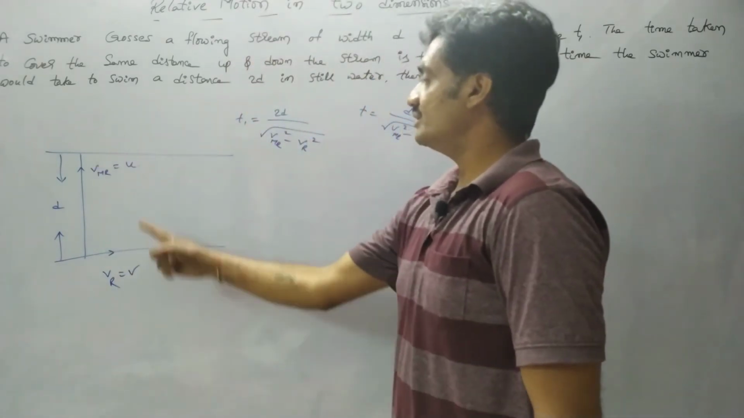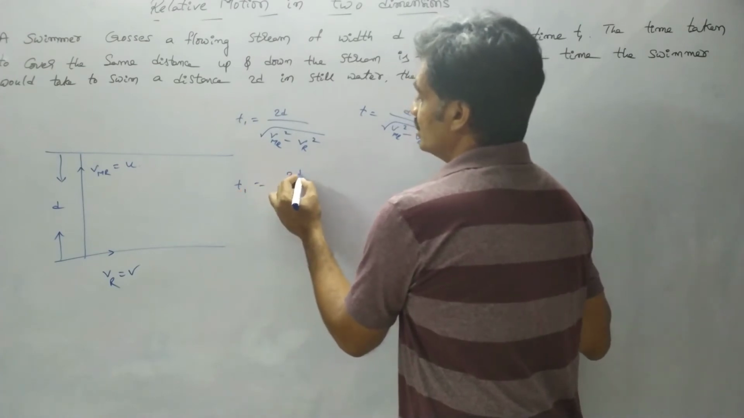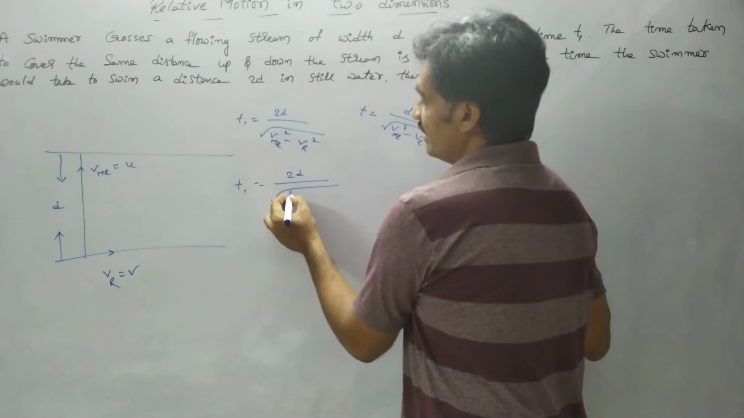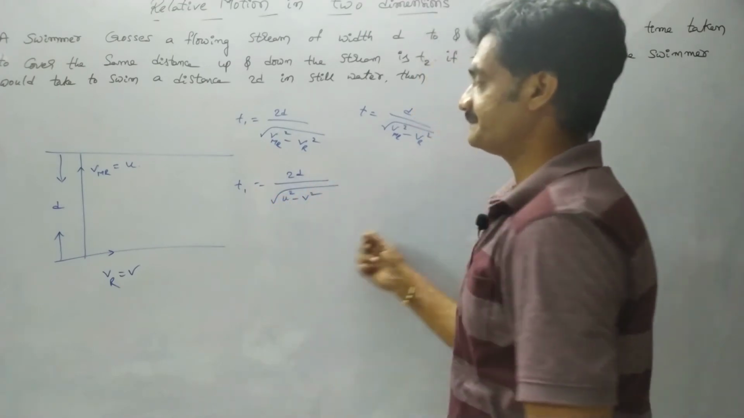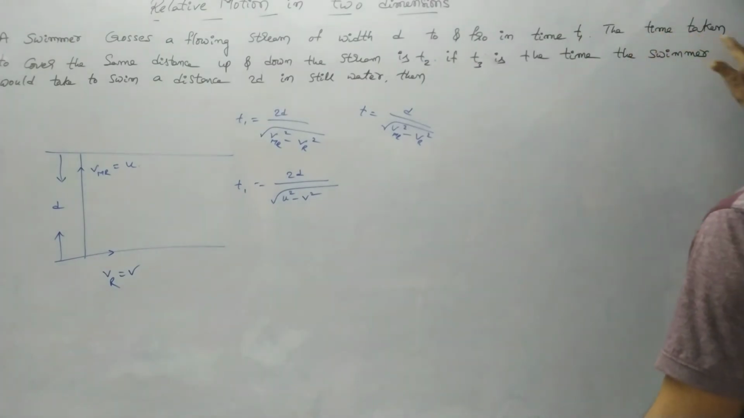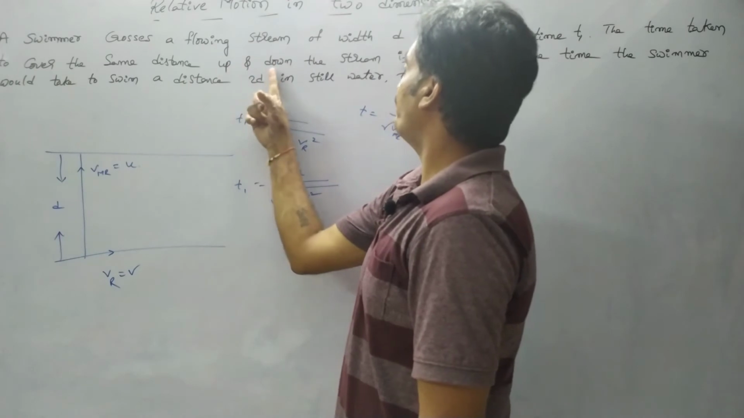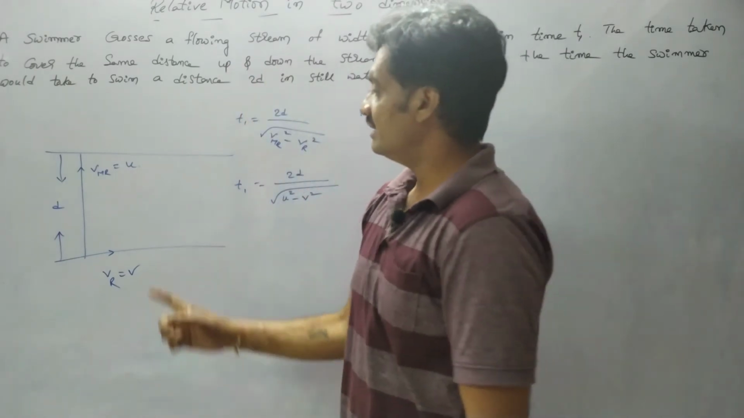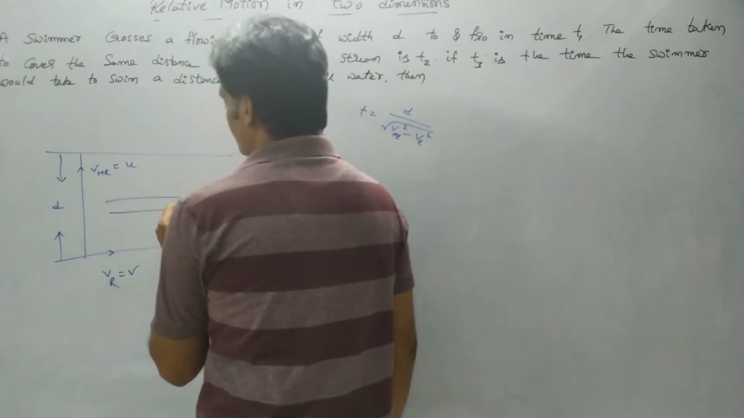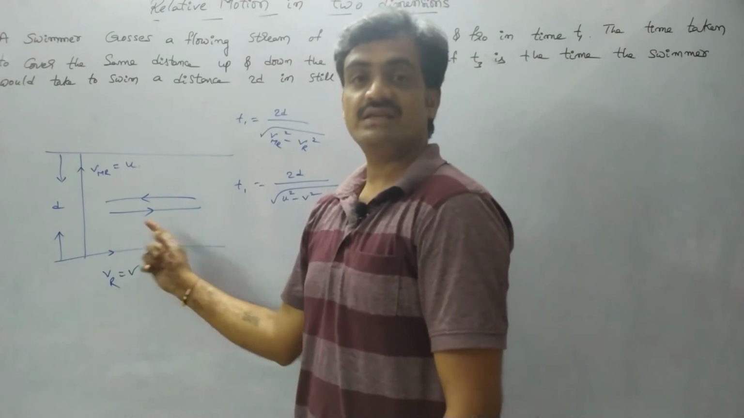If I substitute u and v in this case, then we have t1 is equal to 2d by under root of u square minus v square. Next, observe the time taken to cover the same distance up and down the stream. A person is traveling up the stream as well as down the stream, the same distance, d plus d, nothing but 2d.